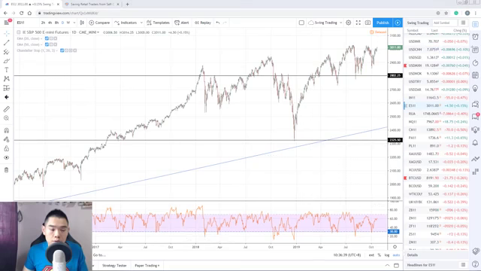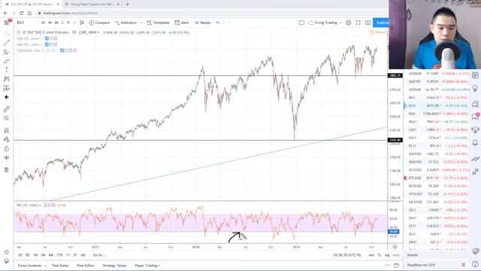So I've also drawn out the blue line. You can see that over here, this is where RSI is below 30. So it doesn't happen often, right? But when it does, pay attention to what happens. So over here, RSI is below 30.